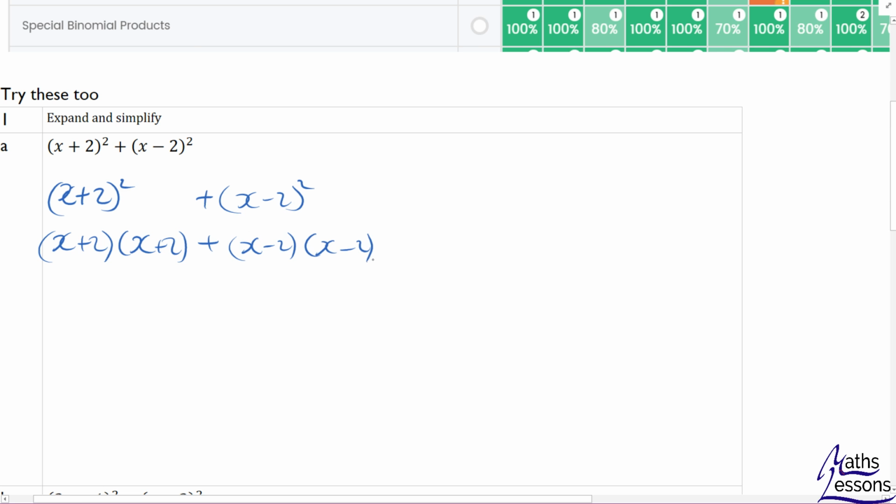Because straight away what a lot of people do is they just square this x and they just square this 2. That was the most common mistake. So when they wrote out their answer, they just got x squared plus 4, which you'll see in a minute is not correct. And then for the second bit, they got x squared minus 4, or x squared plus 4 again, depending on how good they were at squaring the minus. And they could have got answers like 2x squared plus 8 or 2x squared just on its own. And all those are not correct answers.